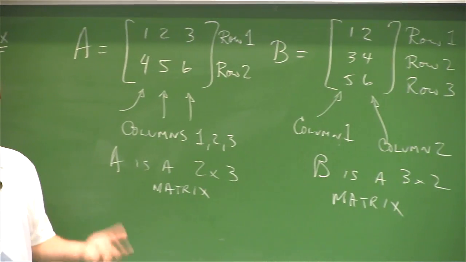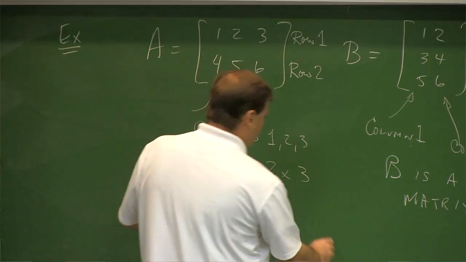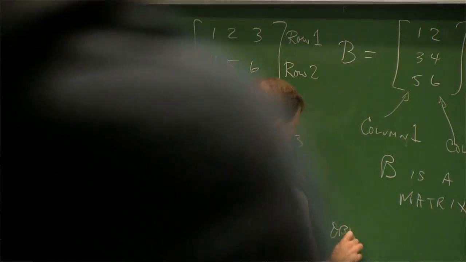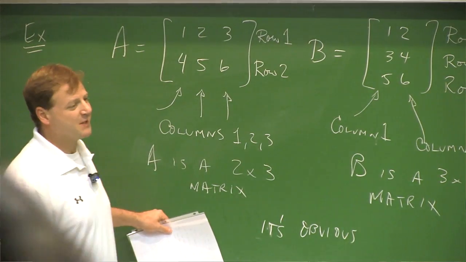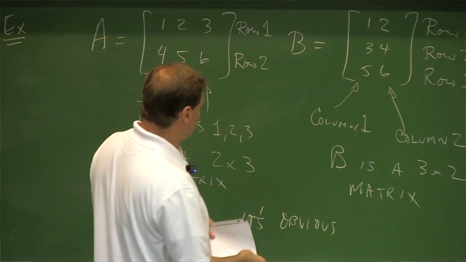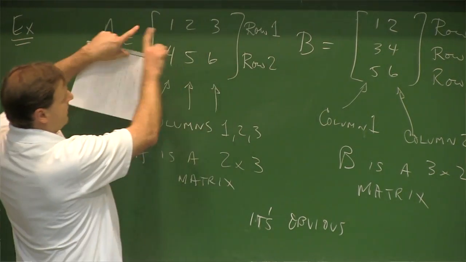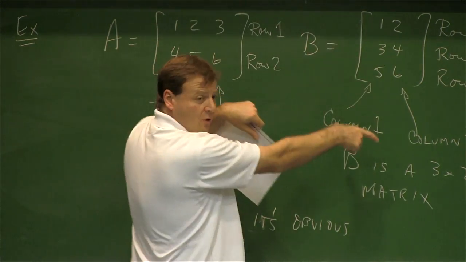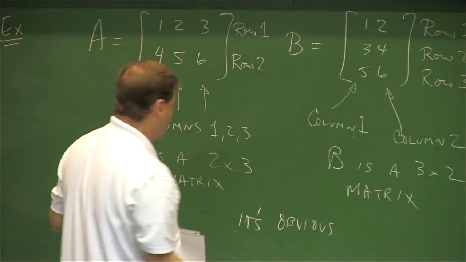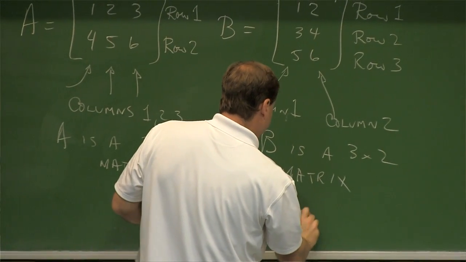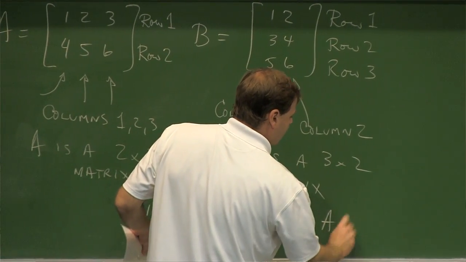So even though they have the same entries, they're different matrices, and we can say it's obvious. You have to be careful when you say it's obvious in a math class, because it's not always obvious to everybody. But in this case, I think it's obvious these matrices are not the same, because this one is more of a flat rectangle and this is a vertical rectangle. They don't even match up. So that's why I say it's obvious that A is not equal to B.